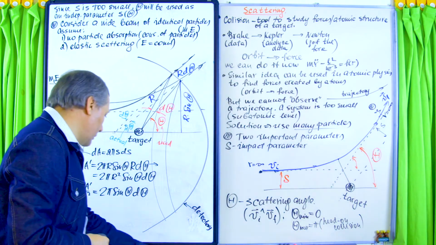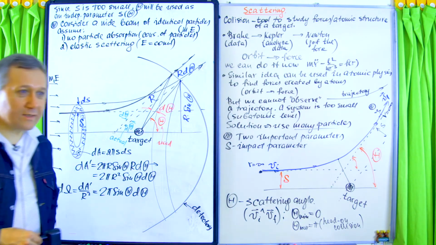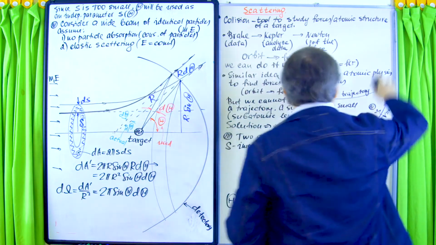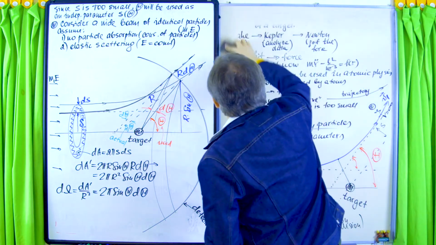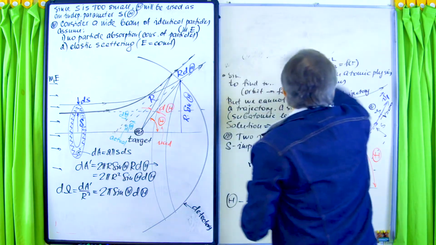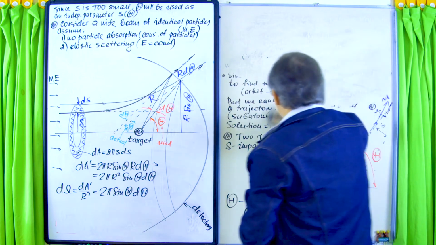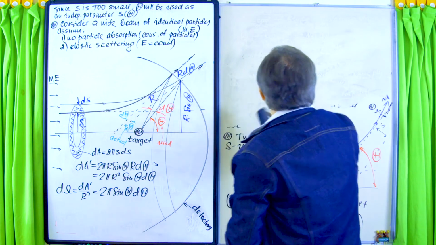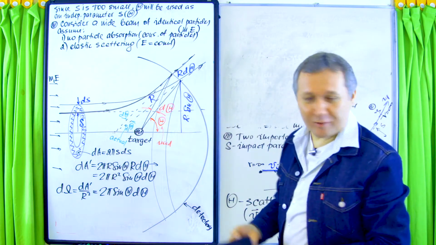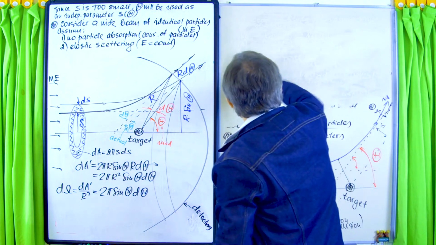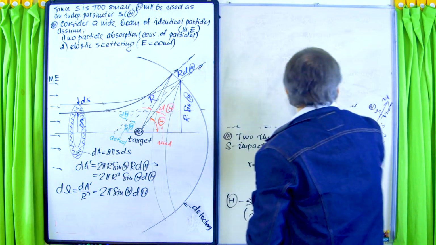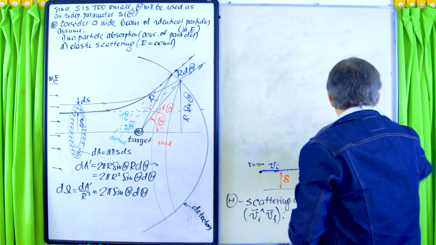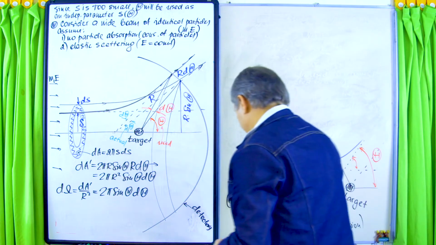And now let's start introducing intensities. I need to erase this. So the intensity of the incident beam and the intensity of the scattered beam. Those intensities are introduced in different ways.